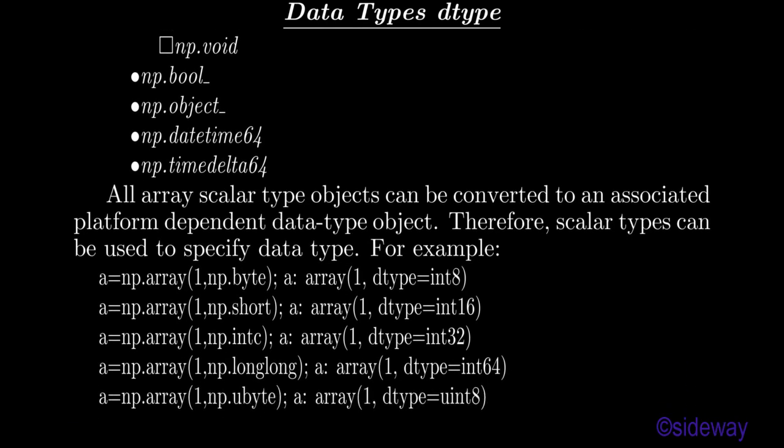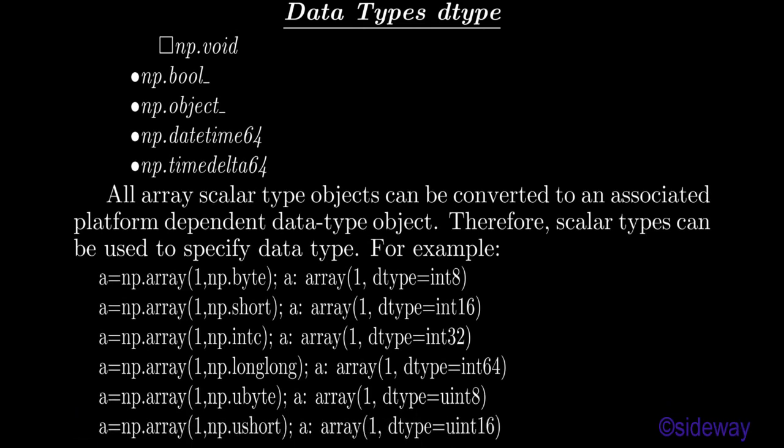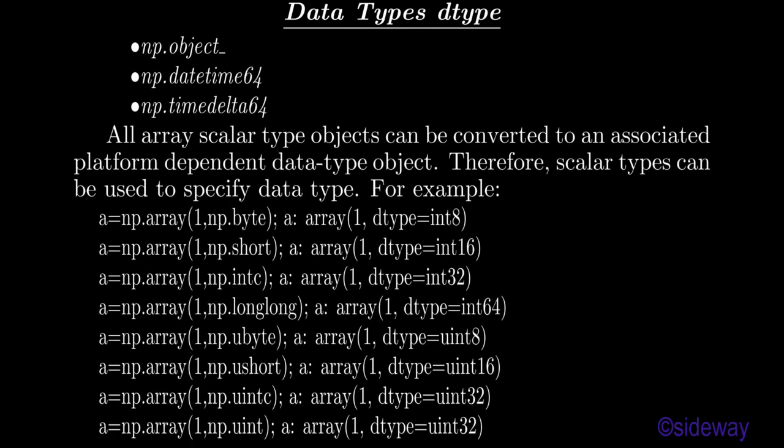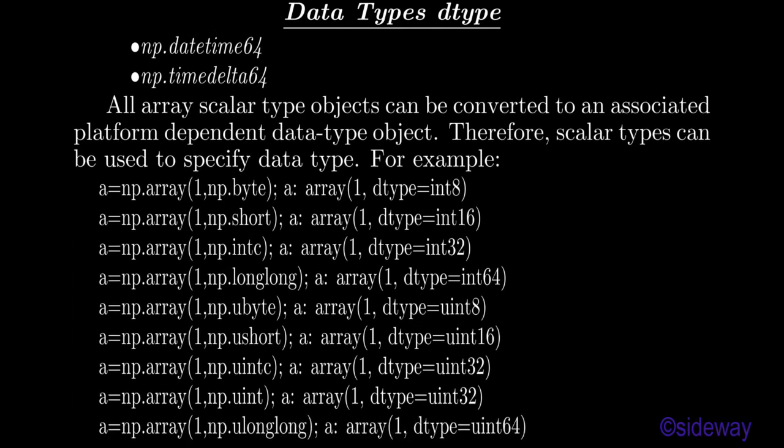a = np.array([1], np.ubyte), array([1], dtype=uint8). a = np.array([1], np.ushort), array([1], dtype=uint16). a = np.array([1], np.uintc), array([1], dtype=uint32). a = np.array([1], np.uint), array([1], dtype=uint32). a = np.array([1], np.ulonglong), array([1], dtype=uint64).